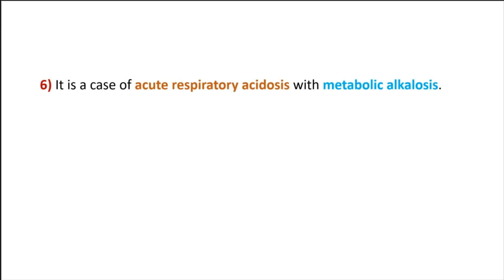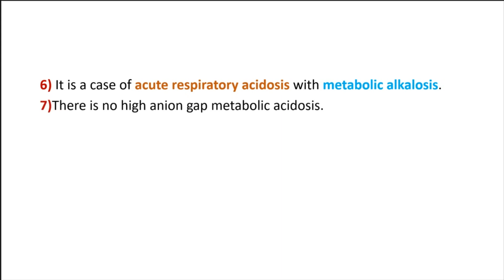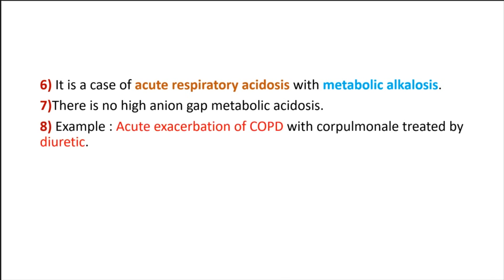6. It is a case of acute respiratory acidosis with metabolic alkalosis. 7. There is no high anion gap metabolic acidosis. 8. Example, acute exacerbation of COPD with cor pulmonale treated by diuretic.